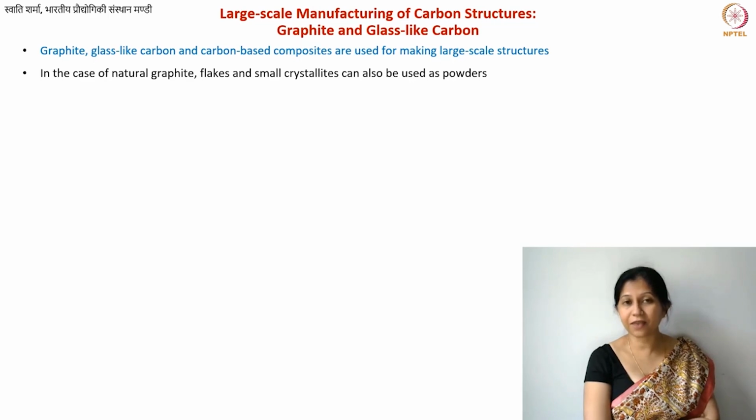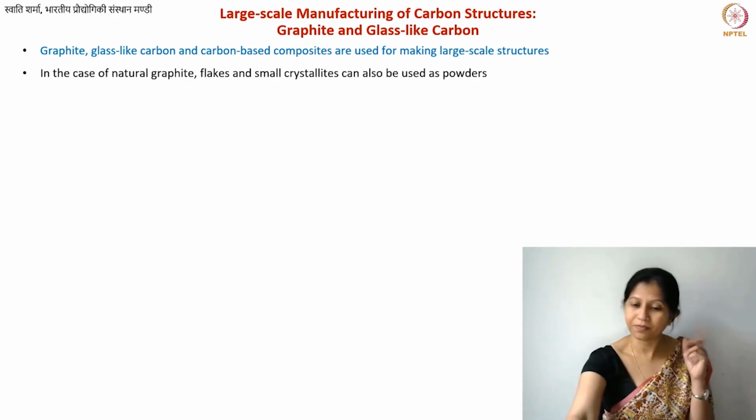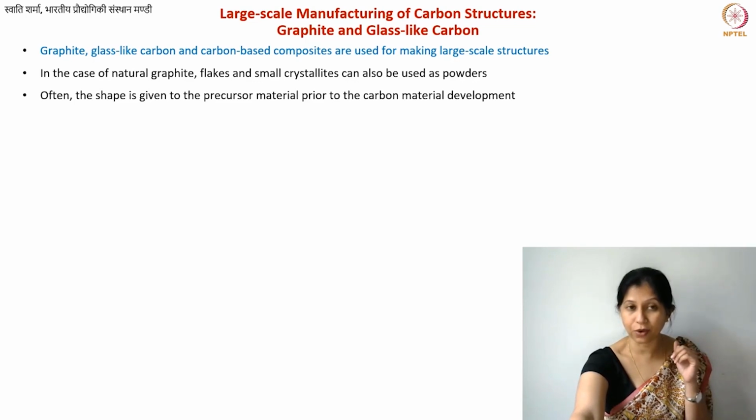So let's say we are using flake graphite, or somehow we produced small crystallites, or we found them in the mines and coal seams, where you can find these small crystallites of graphite. These kinds of graphites can either be used as powders or they can be mixed inside a resin, and then you can further carbonize them and use them for making structures. But they can also be used as powders, of course.